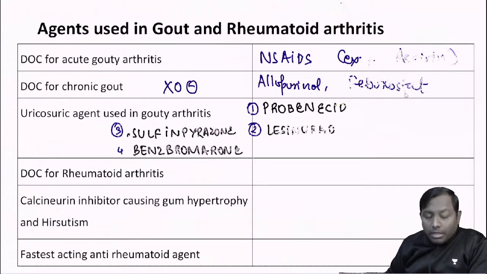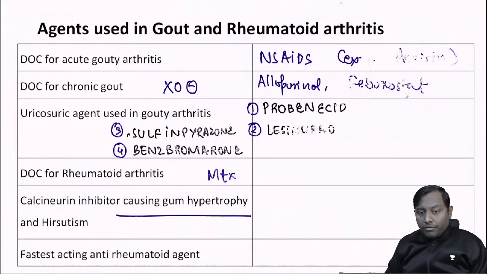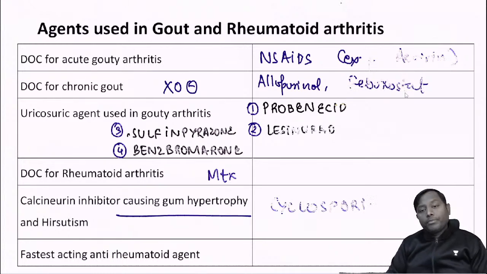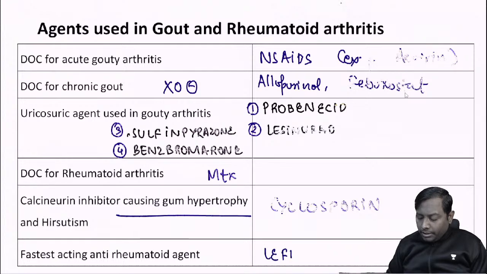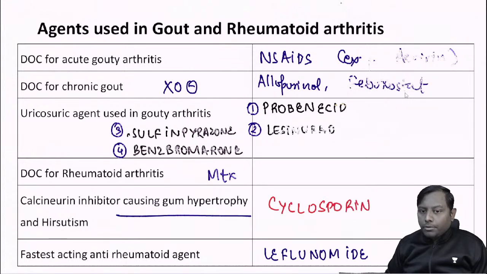dihydrofolate reductase inhibitors. Calcineurin inhibitor causing gum hypertrophy. Gum hypertrophy is a very common side effect associated with phenytoin. But among the calcineurin inhibitors, the name of the drug will be your cyclosporine. This can also lead to gum hypertrophy. Fastest acting, leflunomide, right? Cyclosporine is one of the drugs that is going to cause gum hypertrophy. They are the calcineurin inhibitors.